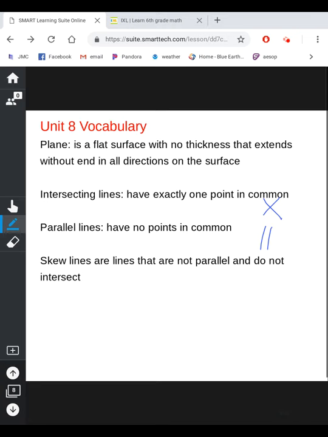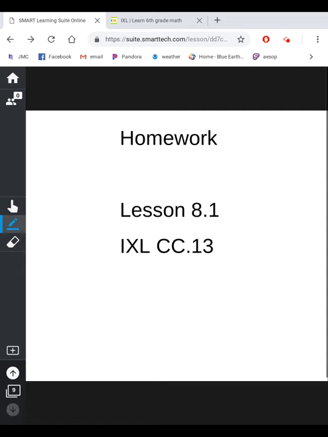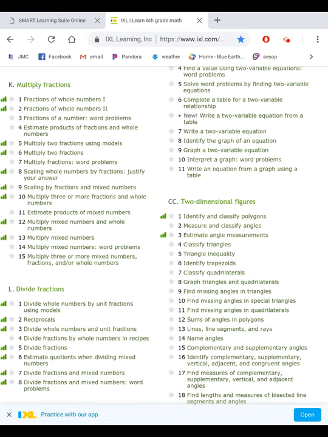And skew lines are lines that are not parallel and do not intersect. So a skew line would be something where I have two lines that are not parallel, but they do not intersect, or something like that. Okay. Then for your homework today, you're going to be working on IXL CC13. And that is going to then be identifying lines, segments, and rays.